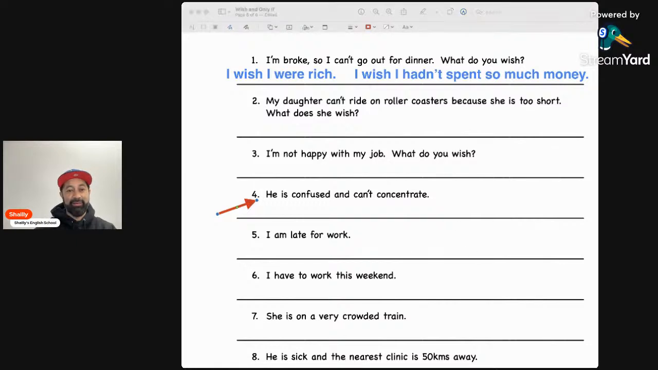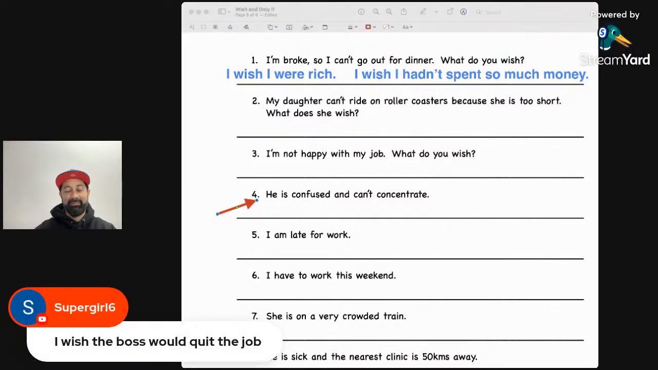Supergirl with an answer for number 3. I wish the boss would quit the job. Yeah. Maybe you are not happy with your job because of the boss, because of a bad boss. So I wish the boss would quit. You don't need to say the job. You can just end it with quit. I wish the boss would quit. Quit in this situation, because you said boss, we know you're talking about a job, so we don't need to say job. But perfect sentence.